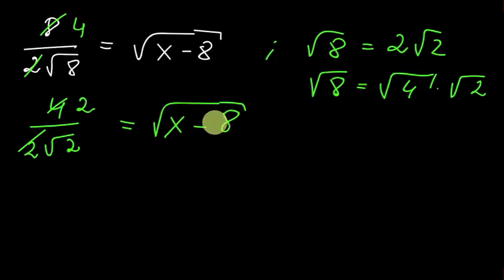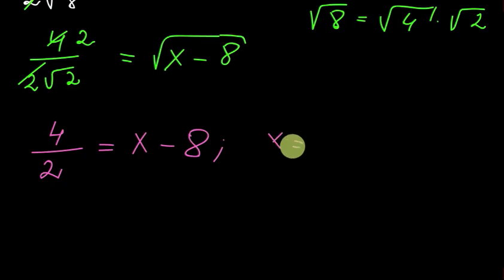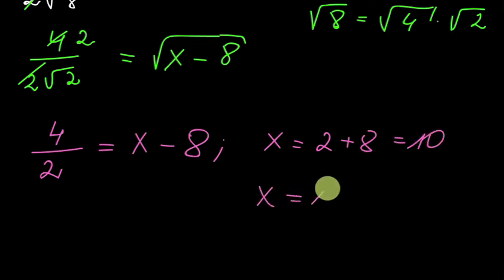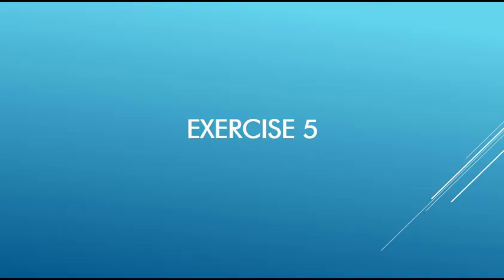Now let's square both sides, and we get that 4 divided by 2, because I squared this, is equal to x minus 8. Let's move 8 to the other side, and we get that our x is equal to 2 plus 8, and that is equal to 10. So our x is equal to 10. Of course, I would suggest checking if our answer is right, but in fact I already did that.